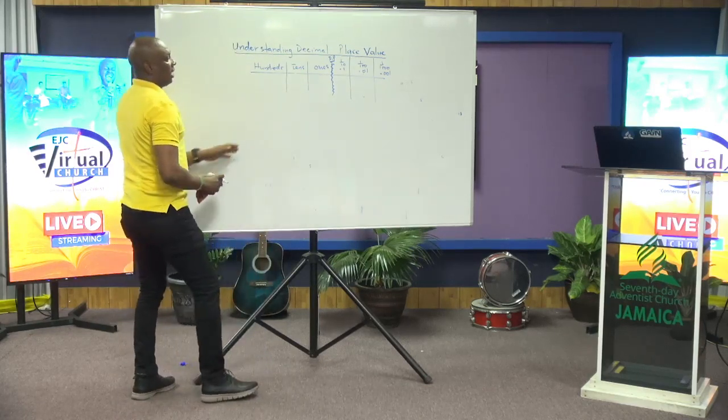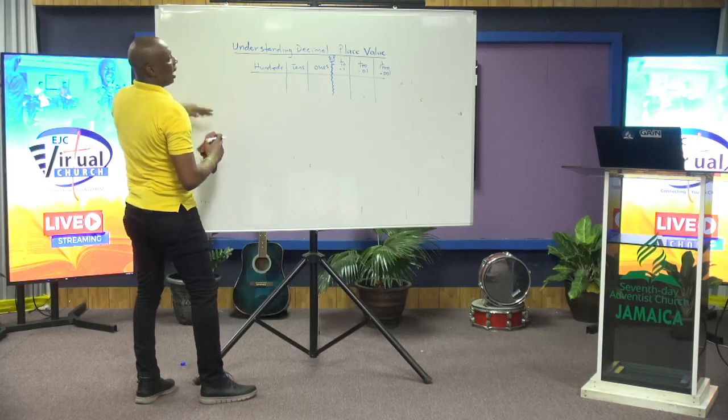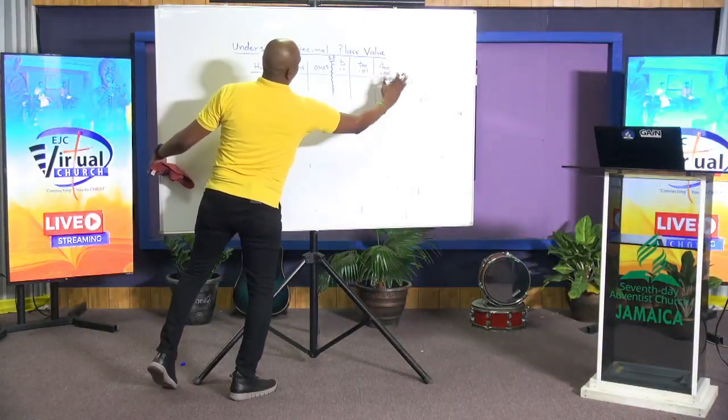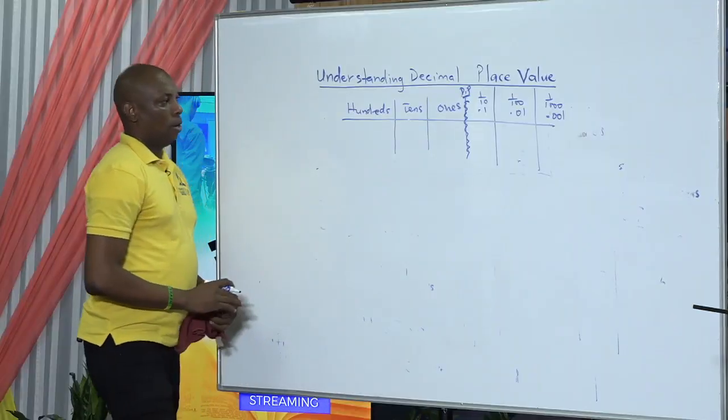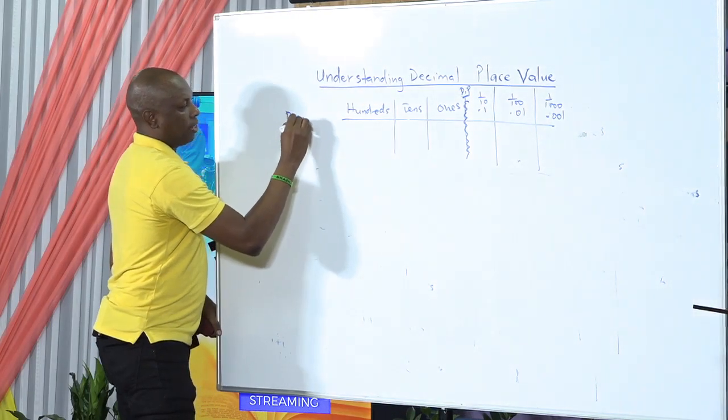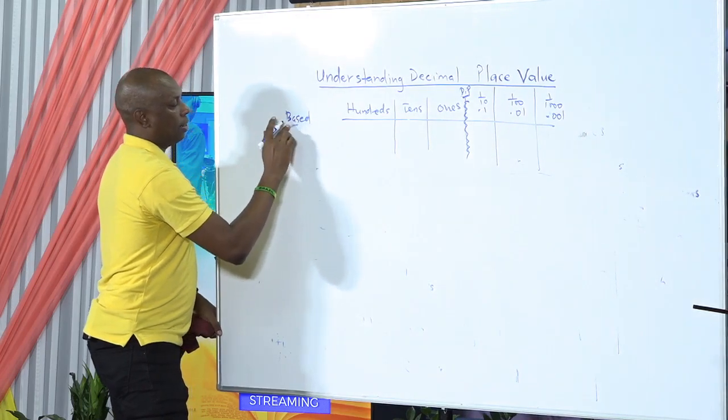So you're basically multiplying going this way, and you're basically dividing going this way. You're sharing up, you're going down into smaller parts. But it's part of the same base 10 system. Very important that you realize it's a base 10 system.